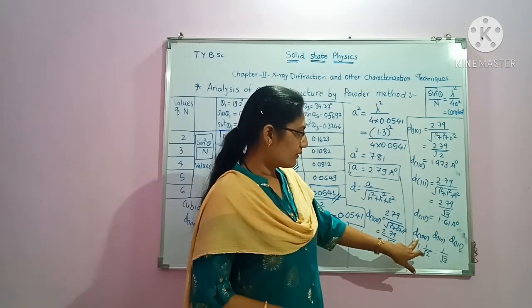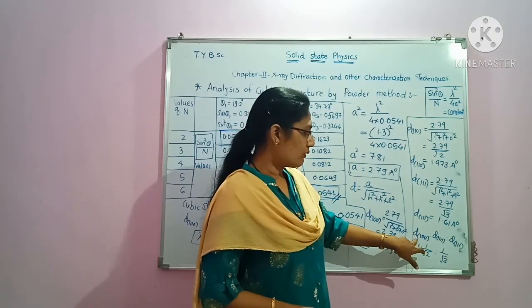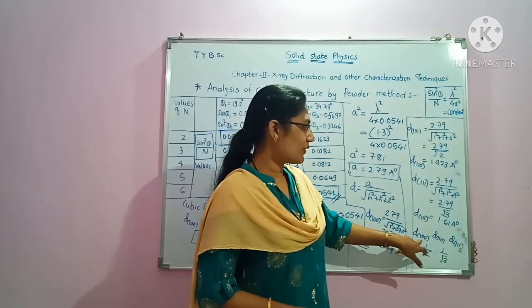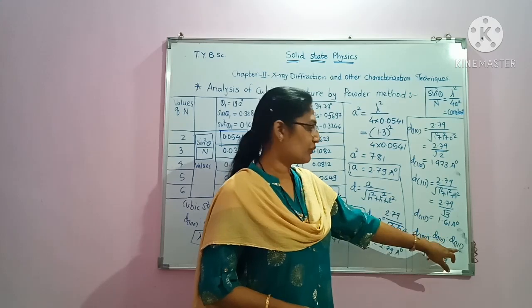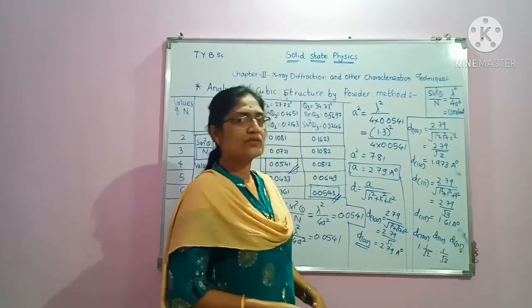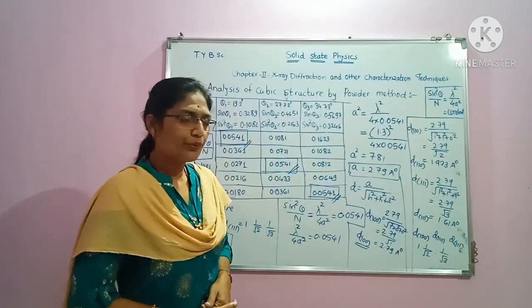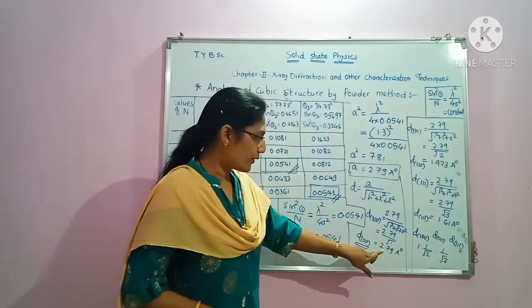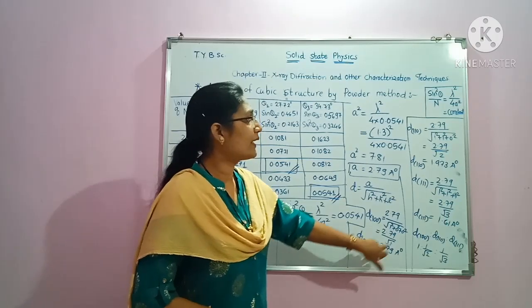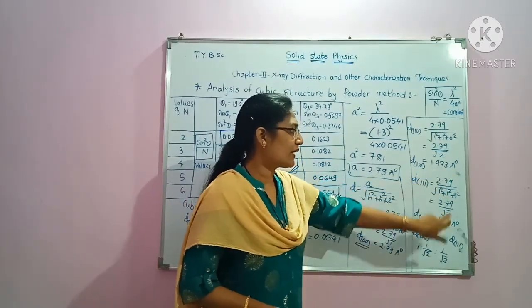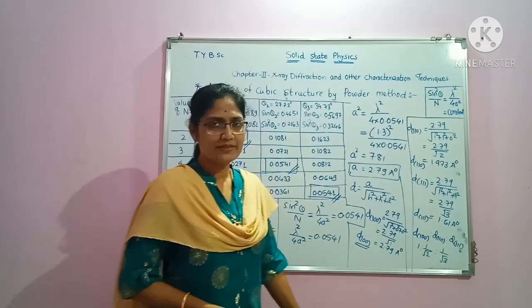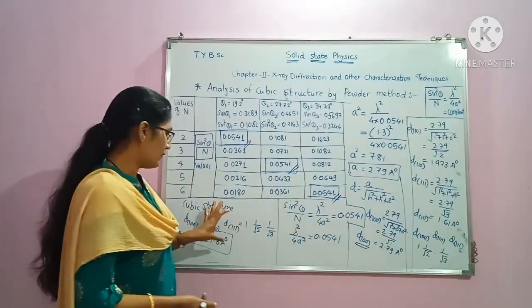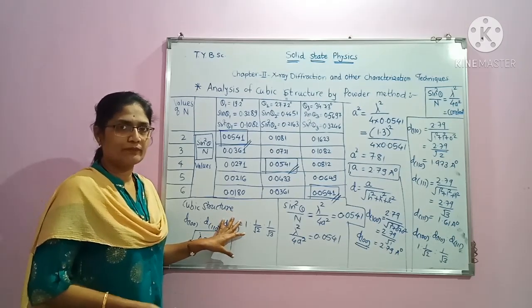So if we take the ratio of d, that is the interplanar distances for these planes 100, 110 and 111, we have obtained the relation as 1 is to 1 upon root 2 is to 1 upon root 3. In order to get this, we have divided each value by 2.79, and we have obtained this relation, which is nothing but the verification of this statement.